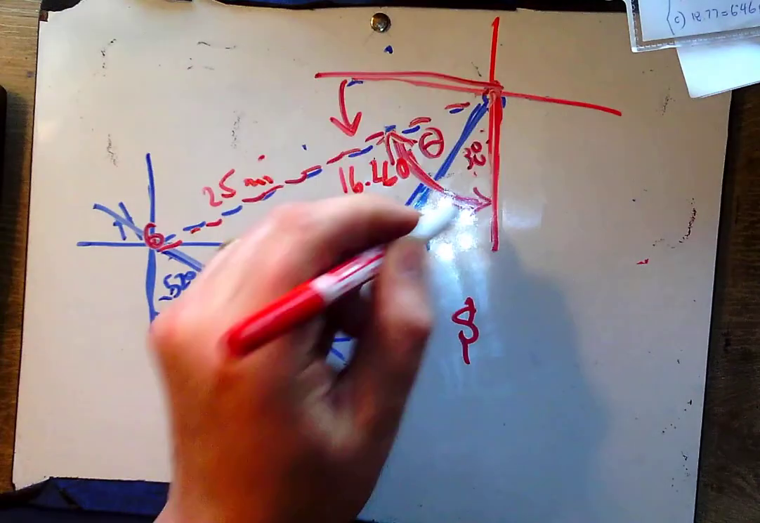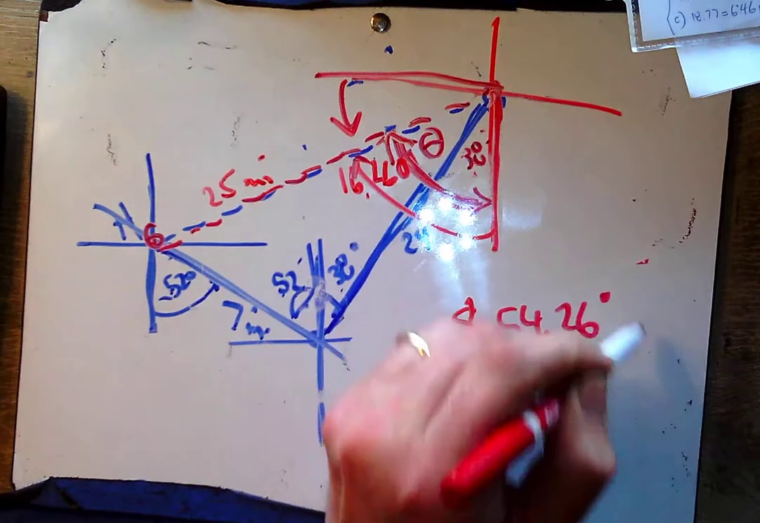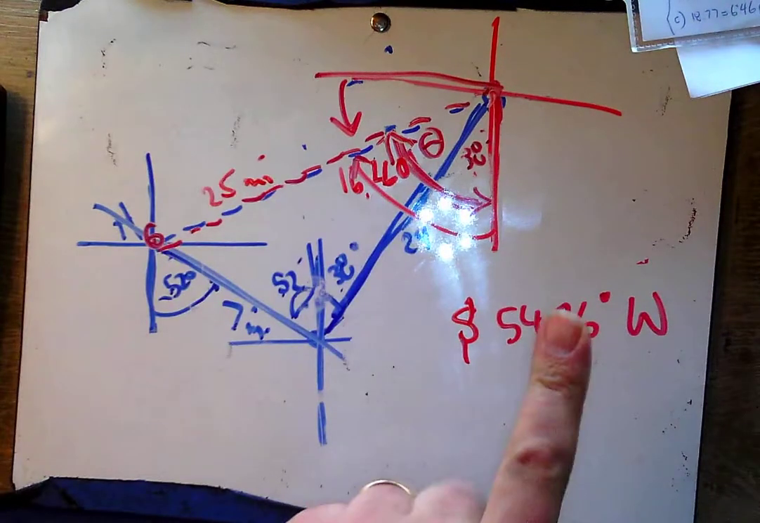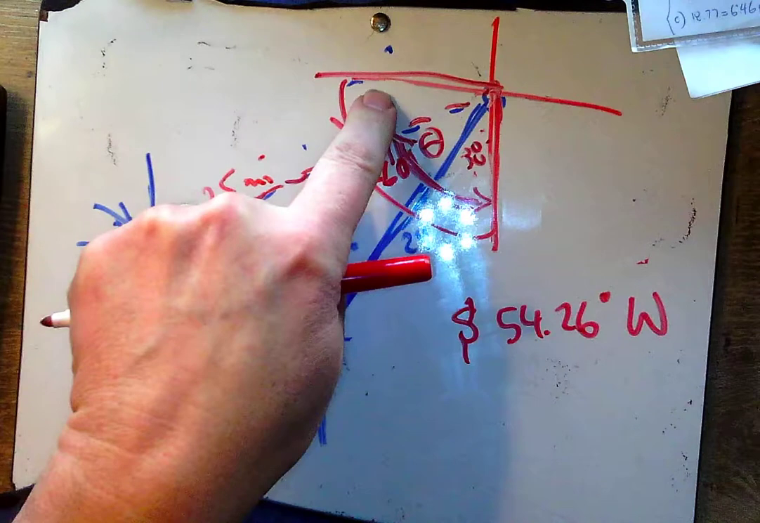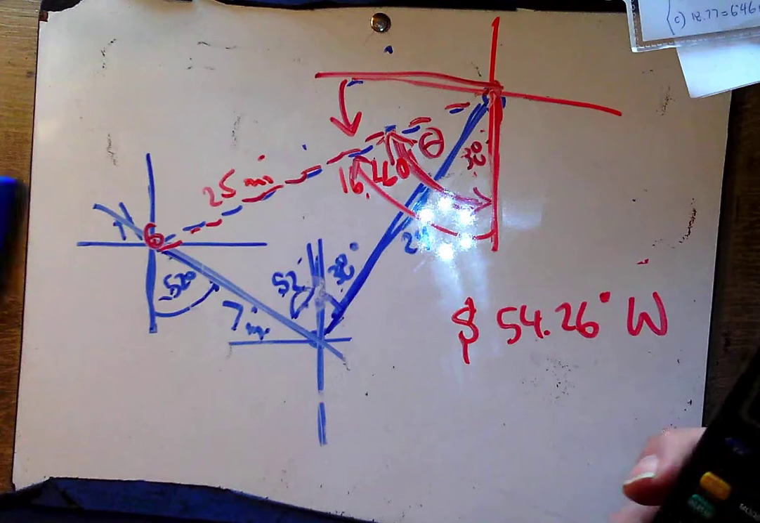I'm going to head south, and then 54.26 degrees west. Of course, I could always find that angle and subtract that angle from 90 to find this one. And so if I did 90 minus 54.26, I've got west 35.74 degrees, and I'm heading south. These are the two possible answers to part B. What bearing do I need to go on to get home?